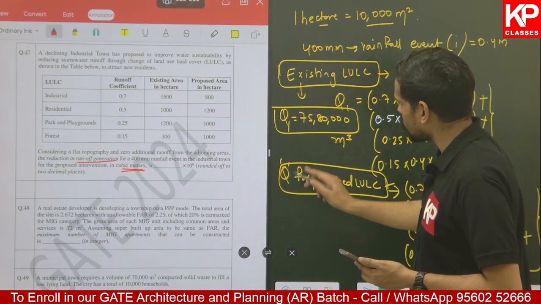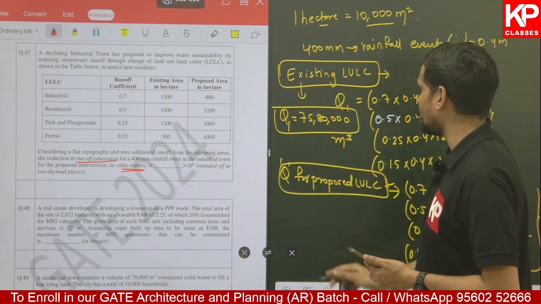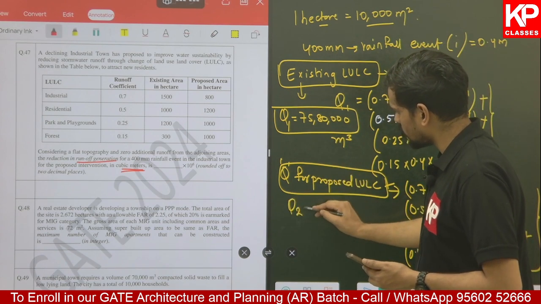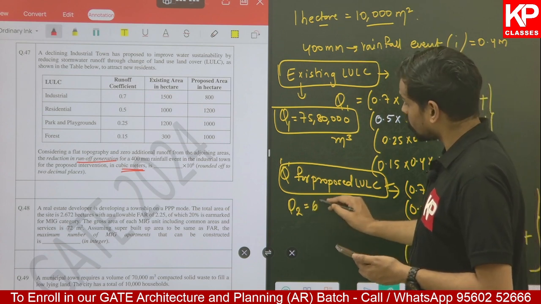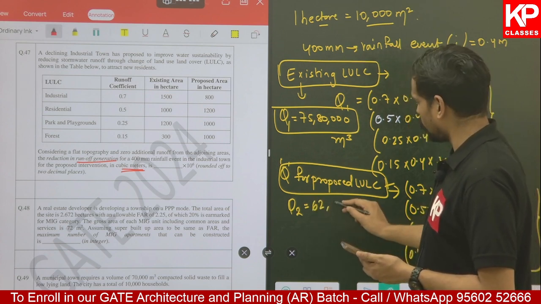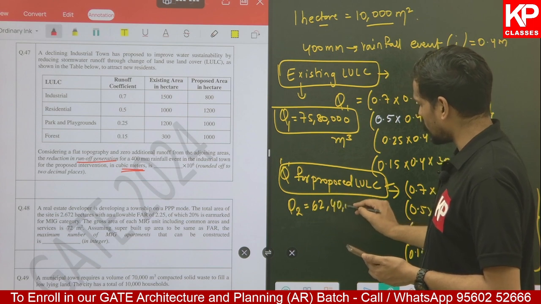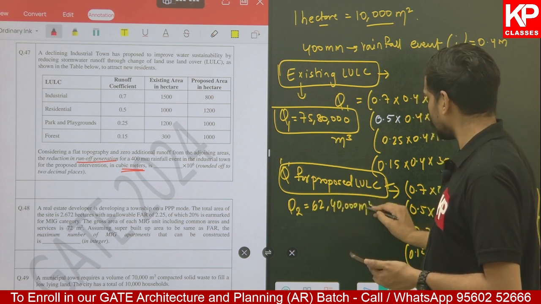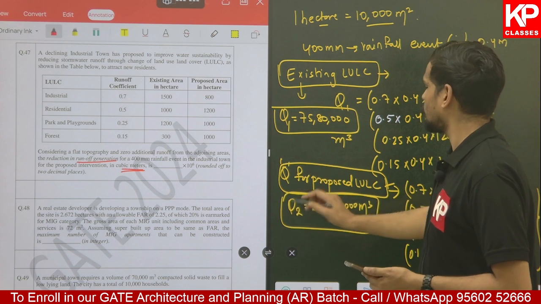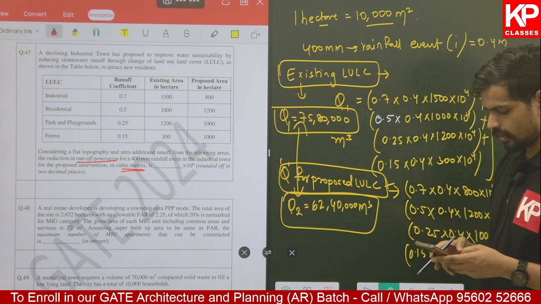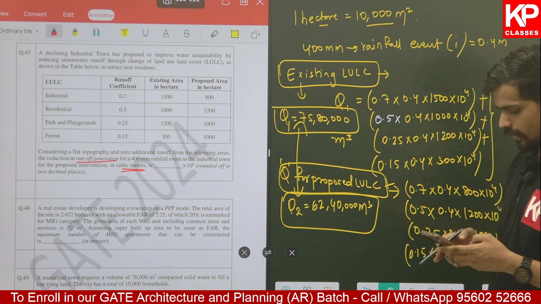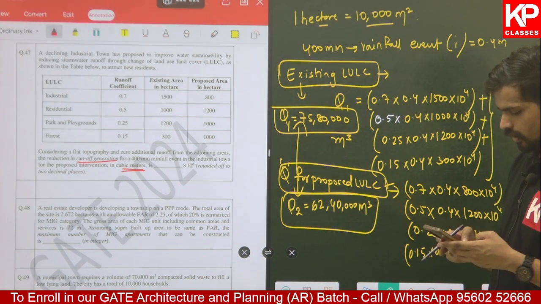So the original existing Q1 was 75,80,000. The proposed land use land cover is changing the runoff quantity to 62,40,000 cubic meters. That's the proposed. What is the change in the runoff now? So it is basically 75,80,000.